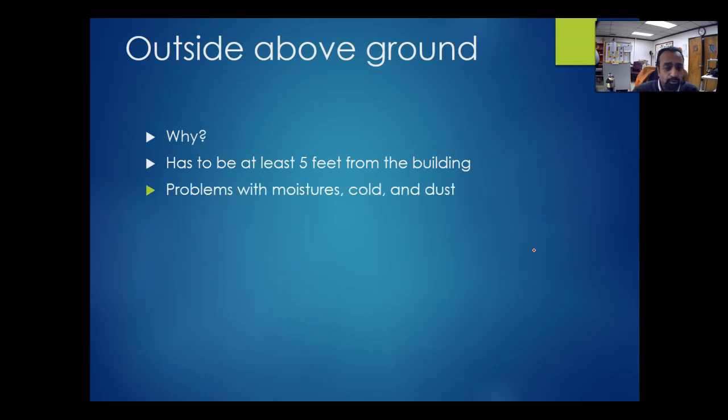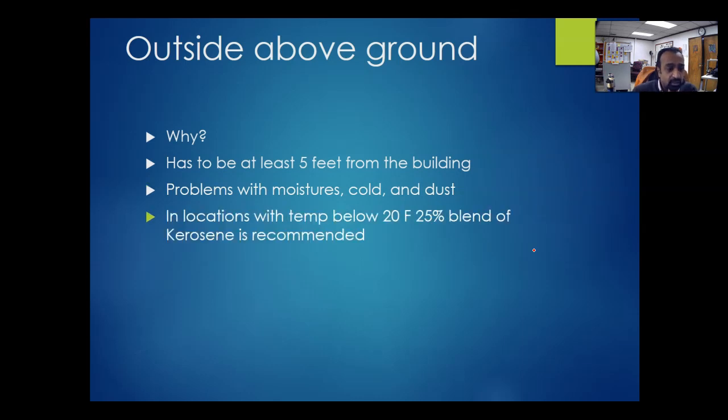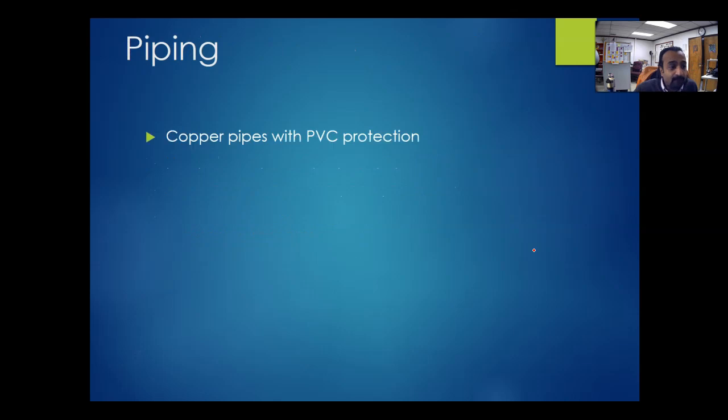Problems with moisture, cold, and dust. You have to provide some kind of shelter for that tank because it will be subjected to all these things. If it's going to be in a location that's below 20 degrees Fahrenheit, you have to add a 25% blend of kerosene in the winter. So probably this is going to apply all over New England. It does go below 20 degrees Fahrenheit, so you might want to add a blend in the winter, otherwise it will freeze. Piping. Copper pipes with PVC.